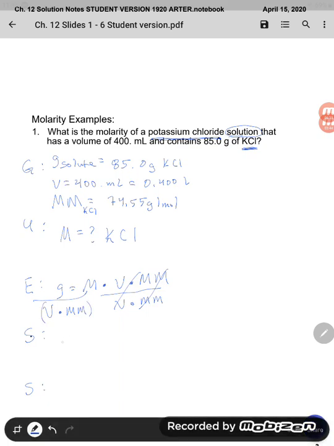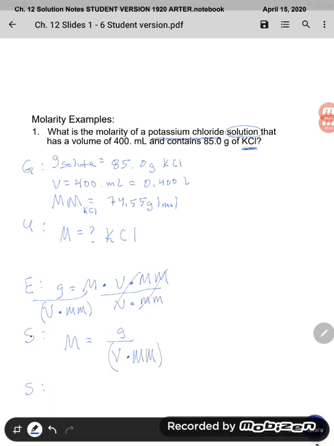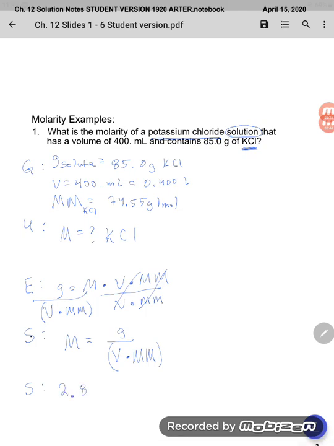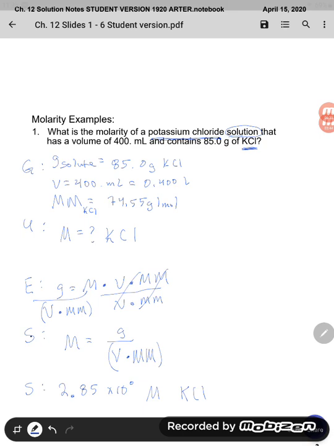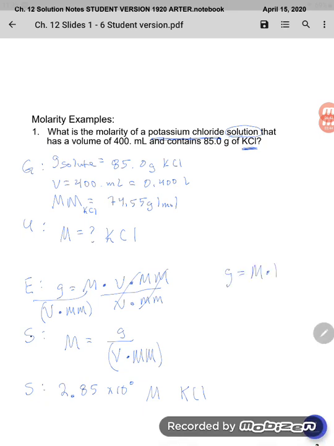So our final equation is going to be big capital letter M is grams over volume times molar mass. Make sure you're getting these multiplied together on the bottom before you divide. Your final answer then, to the correct number of significant figures, is 2.85 times 10 to the 0, and then our units and labels both need to be included there. So very easy calculation, I think. Your equation here, G equals M times V times molar mass, is going to be quite useful.